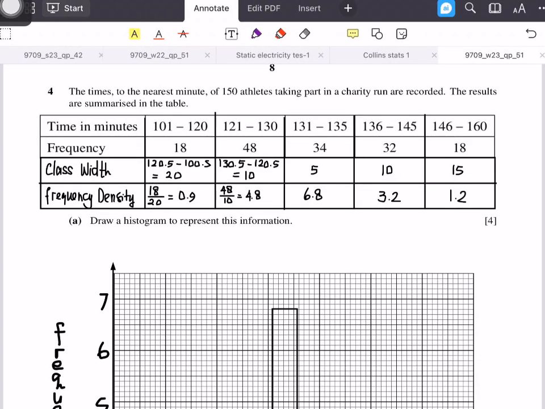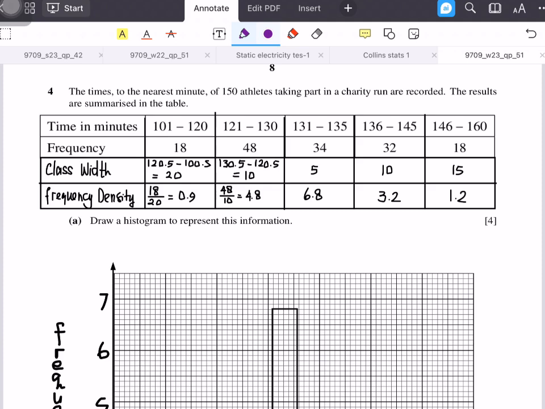Question 4. The times to the nearest minute of 150 athletes taking part in the charity run are recorded. The results are summarized in the table below. A. Draw a histogram to represent this information. So students, to draw histogram, first we need to find the frequency density. Frequency density is the frequency divided by the class width. The class width is the upper boundary minus the lower boundary.